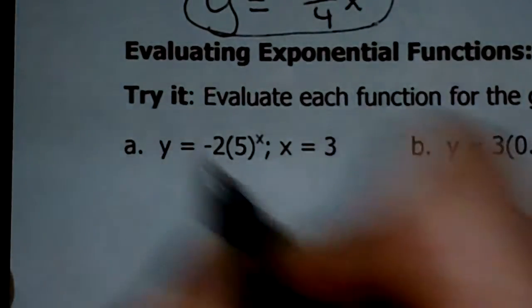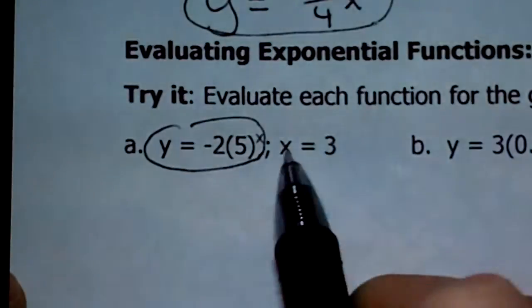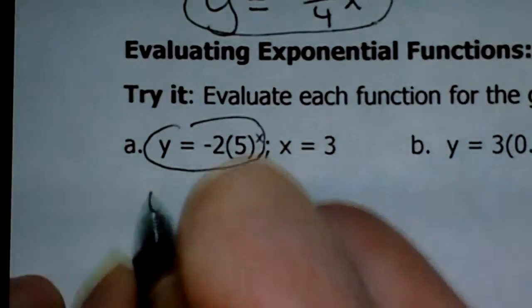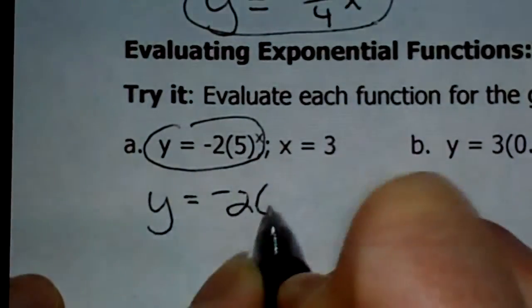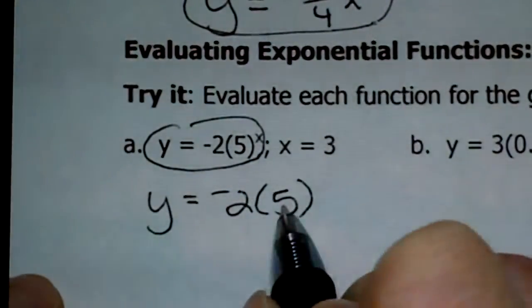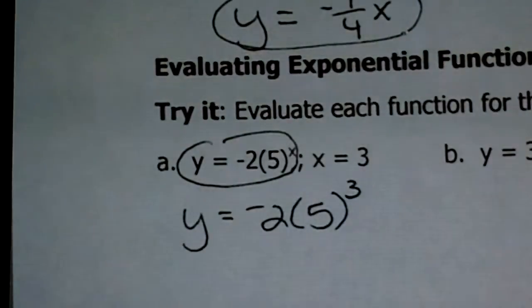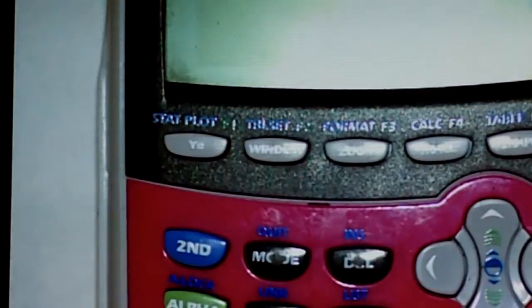Okay, so here I'm just asking you, when x is 3, what's the value of y? So all you're doing is taking -2 times the quantity of 5 to the 3rd power. That's what you're going to enter in. So when you're entering that in, remember that you just need to use that little caret top button for the exponent, that one underneath the clear, if you're using this calculator.